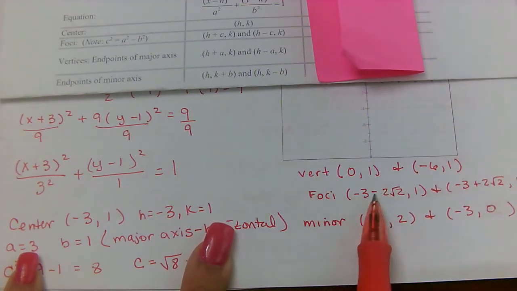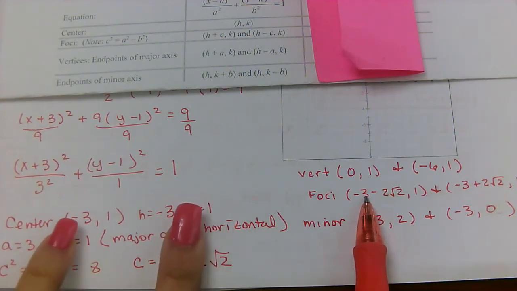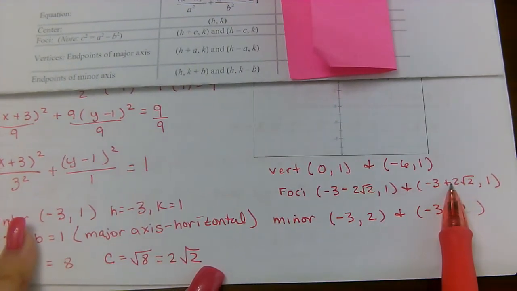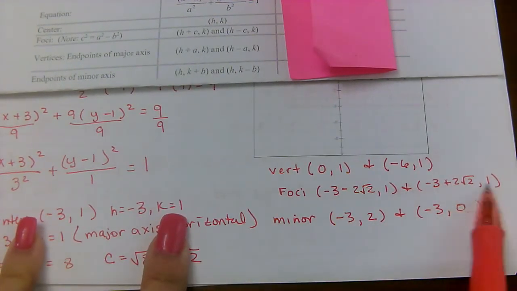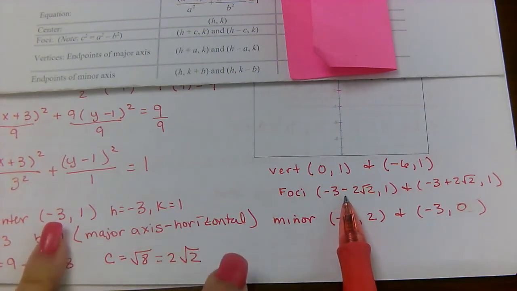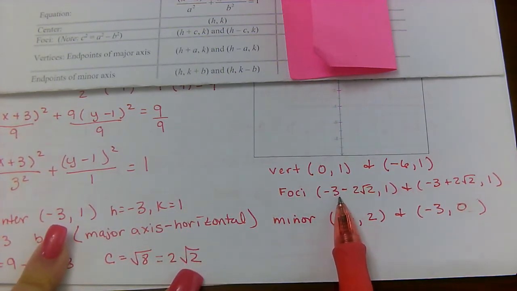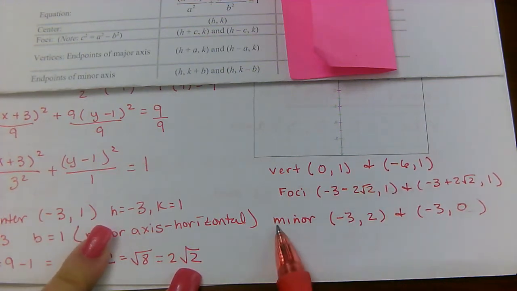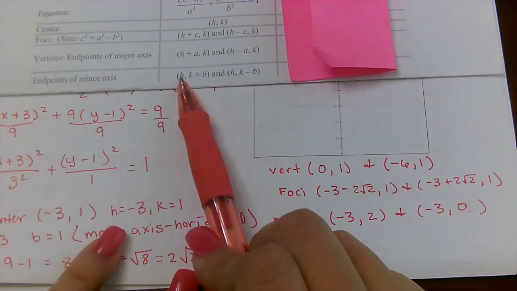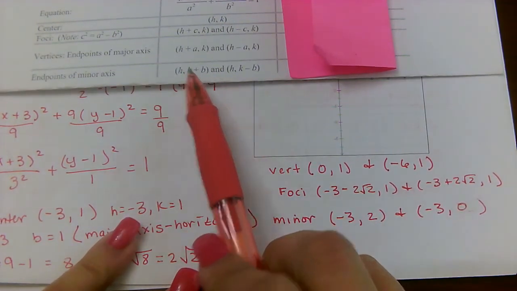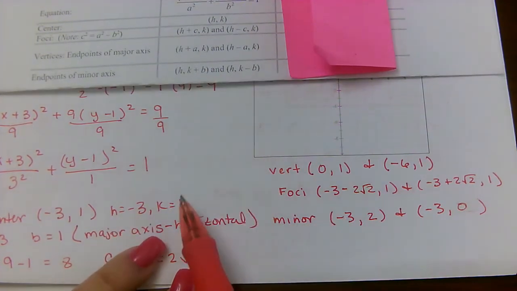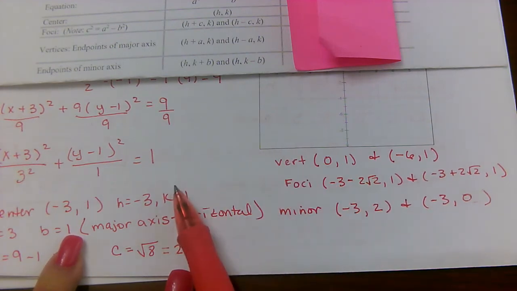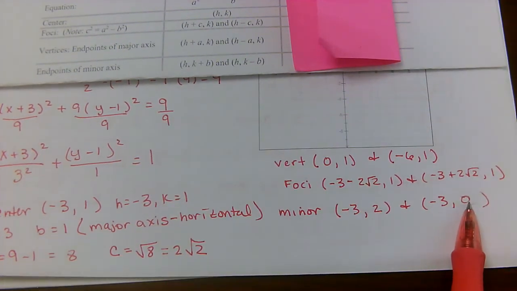For my foci, remember we're adding our center with the c, so −3 plus c, 2√2, and using k is equal to 1. For the other one, it's going to be −3 minus c, which is −3 minus 2√2. k is still equal to 1. For our minor axis, we're going to be using h, which is −3 in both of these, and then k plus b. k is 1, b is 1. So 1 plus 1 is 2, and then 1 minus 1 would be 0.